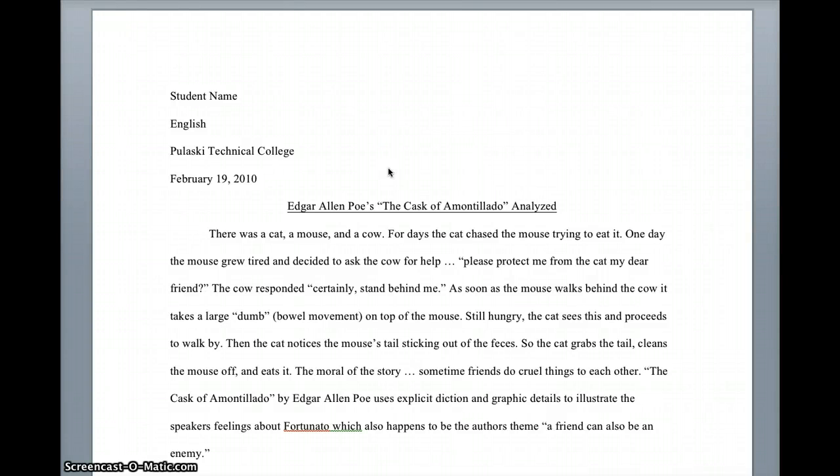Okay, let's see what we have here. We have a sample paper for fiction analysis. Let's see what this student does right and what this student may need to work on. Okay, first we look here and see that we got an issue with the header.